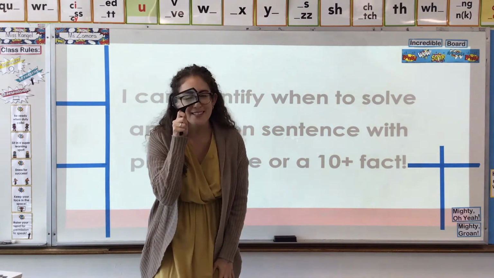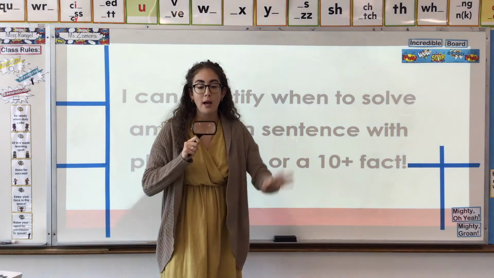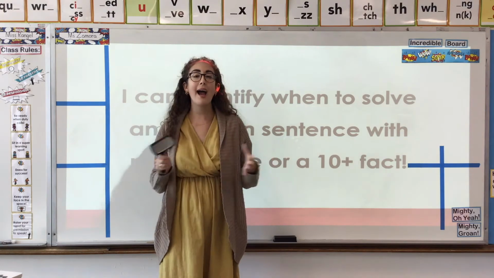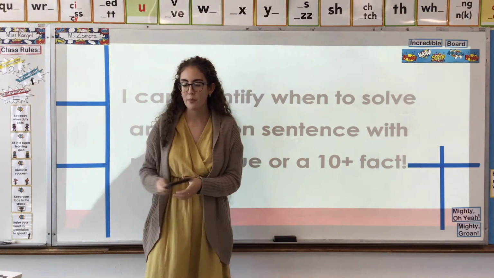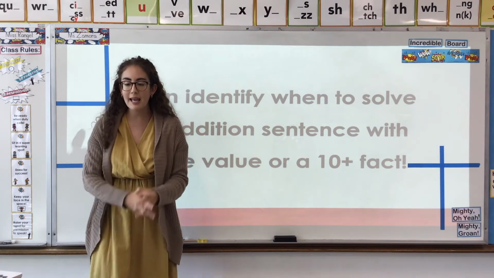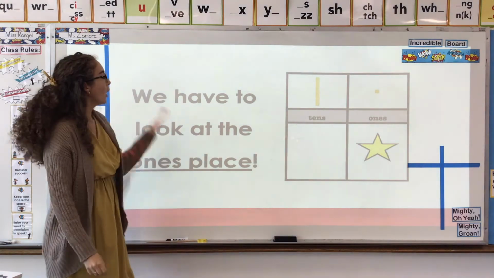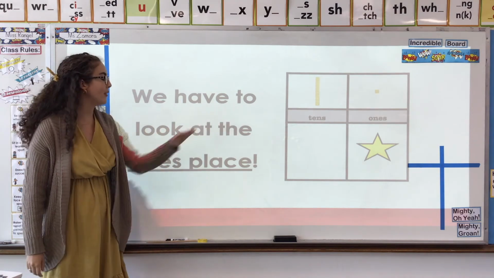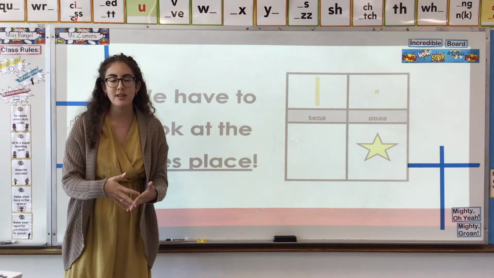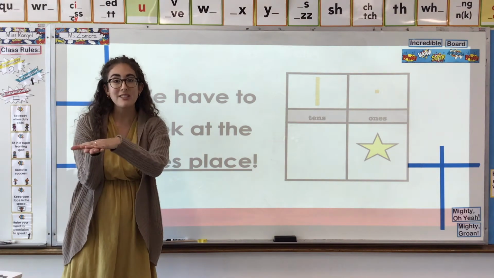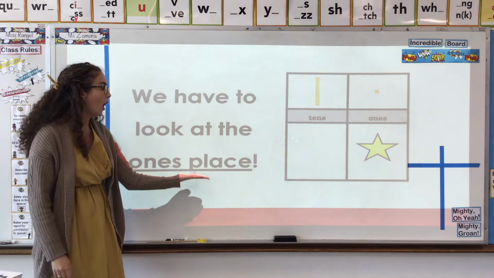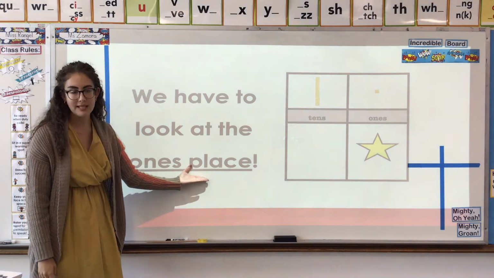That is why you need your detective skills today, because there's clues in our addition sentences that will tell us how we can solve this problem. So, the first thing we need to know about this clue is we have to look at the ones place. In order for us to decide if we're going to use place value or a 10 plus fact, this all depends on the numbers in the ones place.